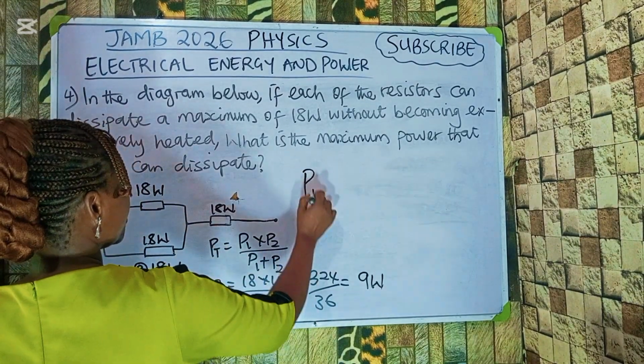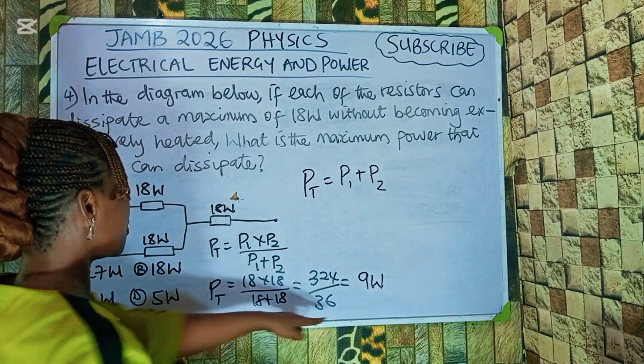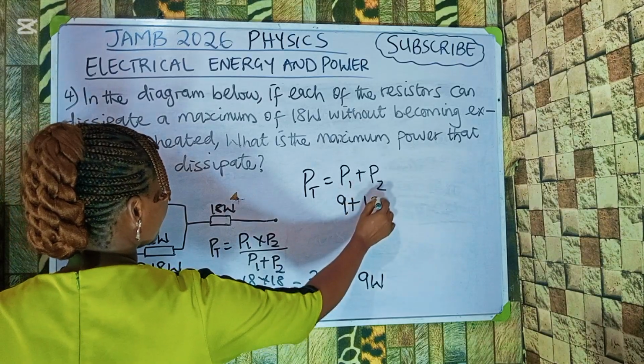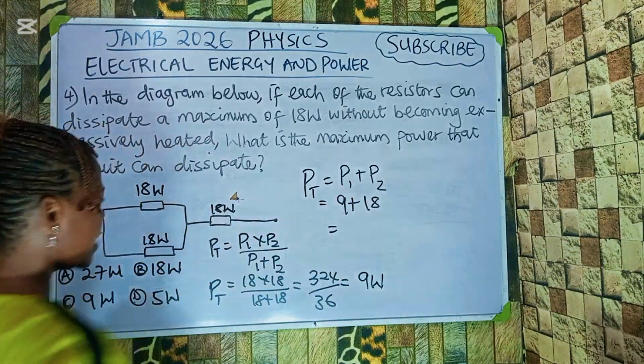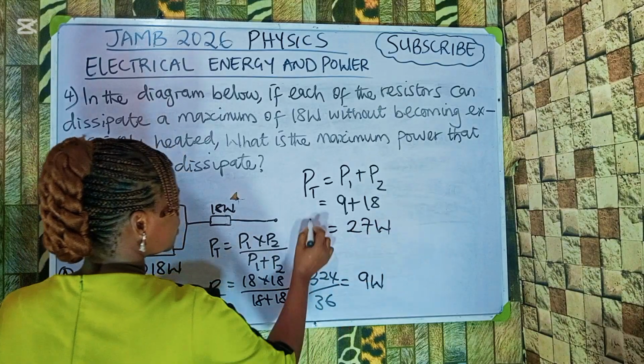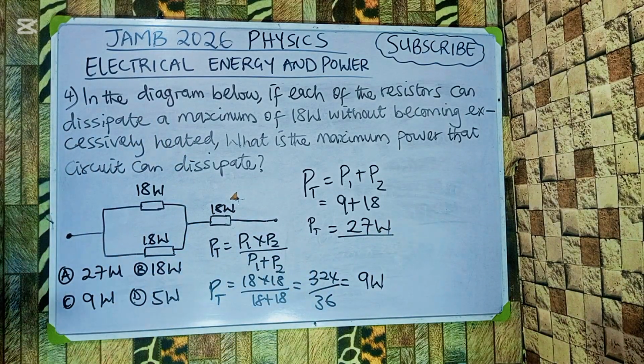So the total power is equal to P1 plus P2. This is the 9 watts, plus 18. When you add it, it gives 27 watts. So the total power is equal to 27 watts. If you see this kind of question, this is how you solve it, and the correct option is option A.